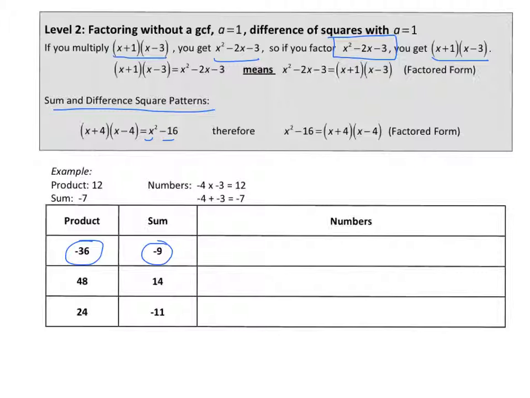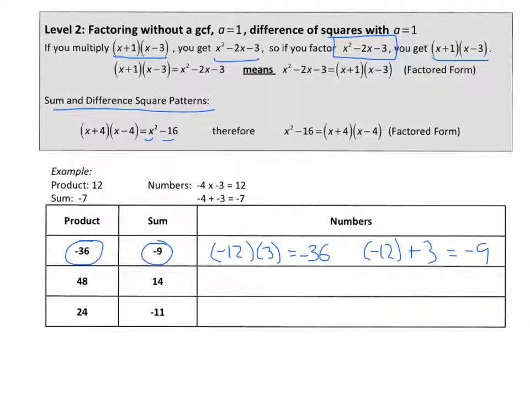So I want you to think for a minute. Can you think of two numbers that multiply to negative 36 and add to negative 9? Feel free to pause me while you think. Okay, two numbers that multiply to negative 36 and add to negative 9 would be negative 12 and 3. Negative 12 times positive 3 is negative 36, and if I add negative 12 plus 3, we get negative 9.